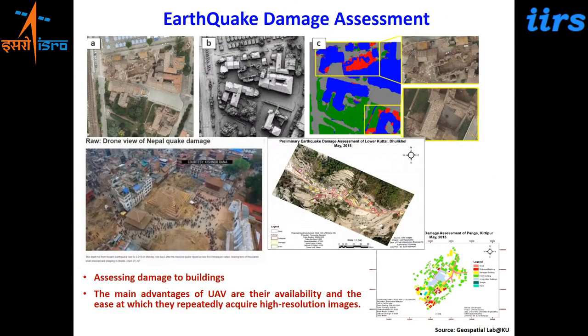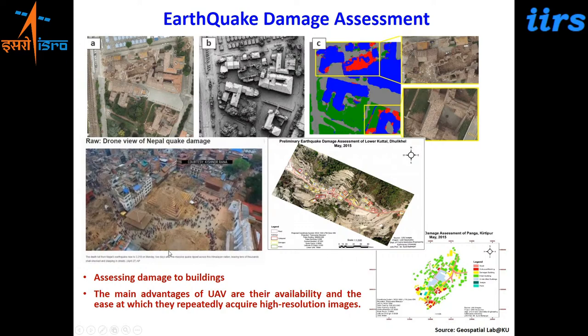So drones can be effectively used for earthquake damage assessment. This was used effectively in the Nepal earthquake, which occurred in 2015. Since it was a very severe earthquake, many private players came in. We collected the drone data to assess the damage to the buildings. The main advantage, as I said, is their availability and the ease with which they can repeatedly acquire high resolution data over areas, and they were also used for search and rescue operations in the region.